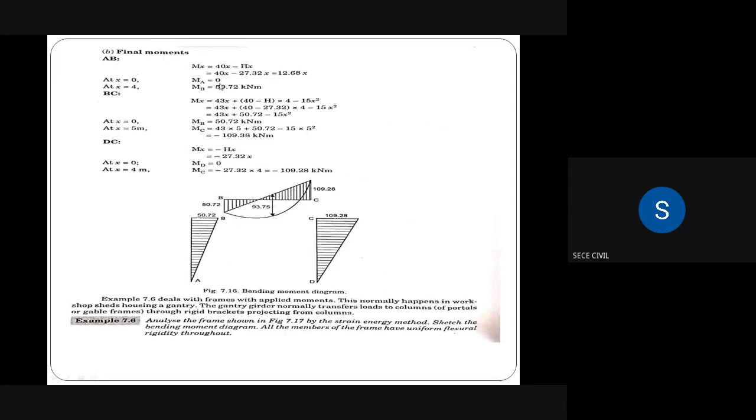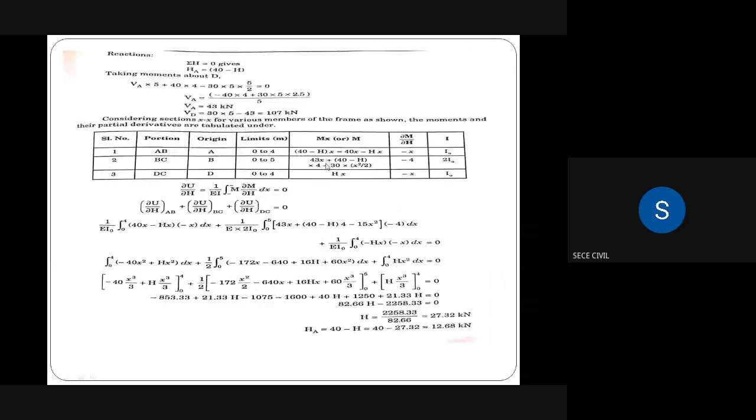When x is equal to 0, moment at point A is equal to 0. When x is equal to 4, moment at point B is equal to 50.72 kilonewton meter. Okay, they are substituting x is equal to 4 in this equation. So 40 into 4 minus 27.32 into 4. Okay, so they are getting moment at point B as 50.72 kilonewton meter. Okay, then next is span BC. So for span BC, the equation is 43x plus 40 minus h into 4 minus 30x square by 2. Okay, we know that equation and we are substituting the value x only.